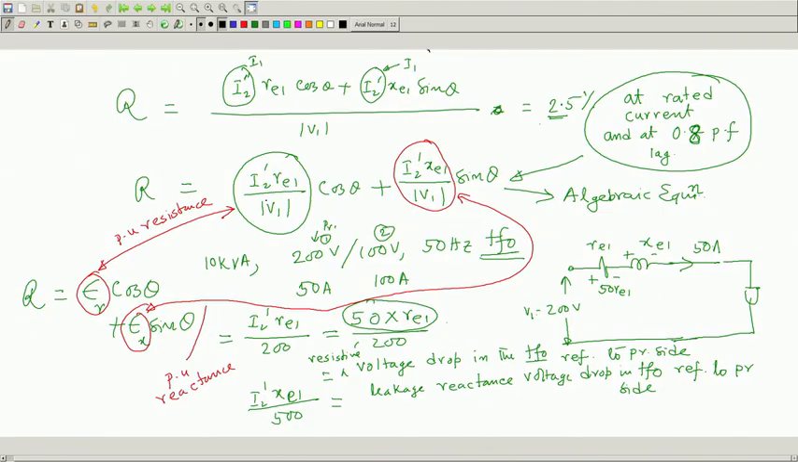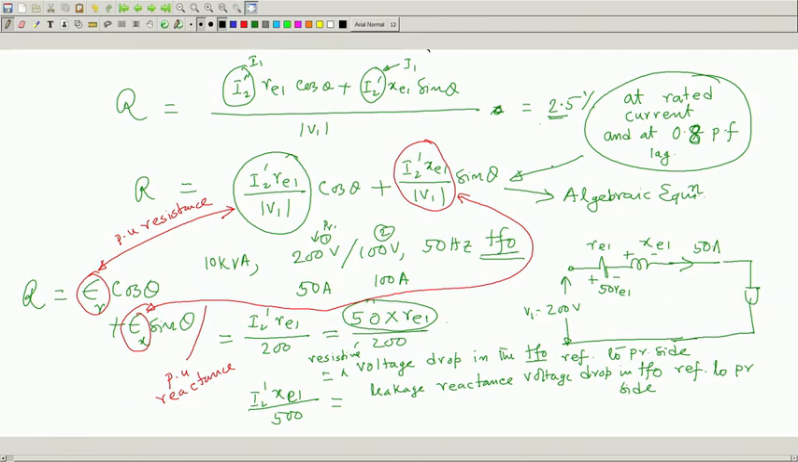These are magnitudes. This is an algebraic equation, and cos theta is the power factor of the load. Then I told you that this quantity I2' RE1 by V1 is called the per unit resistance. It means how much of the rated voltage is dropped across the equivalent resistance of the transformer at rated current. Similarly, I2' XE1 by V1 is how much of the rated voltage is dropped in the leakage reactance of the transformer.